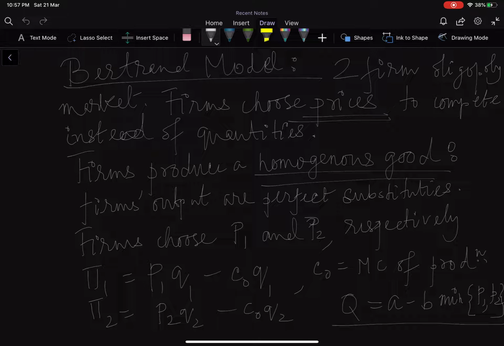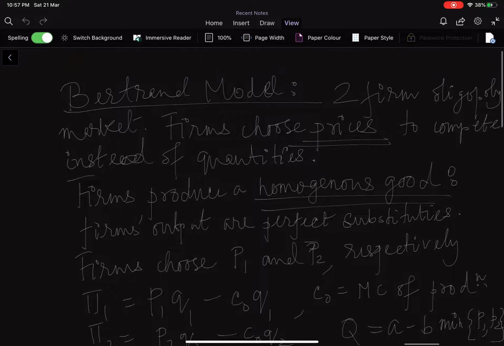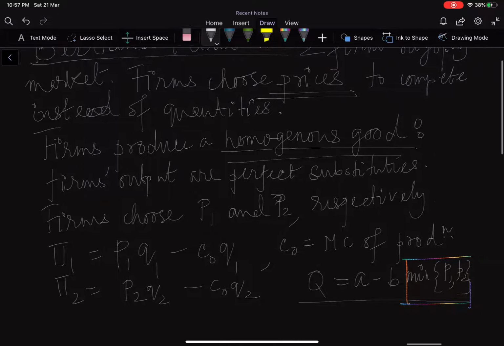Okay, so just to repeat, the firms simultaneously quote prices, and all the buyers see which price is the minimum. That's why I've written minimum, just to highlight, minimum of P1, P2. So whichever is the minimum price, the demand goes there, and the demand is given by Q equals A minus B times price.